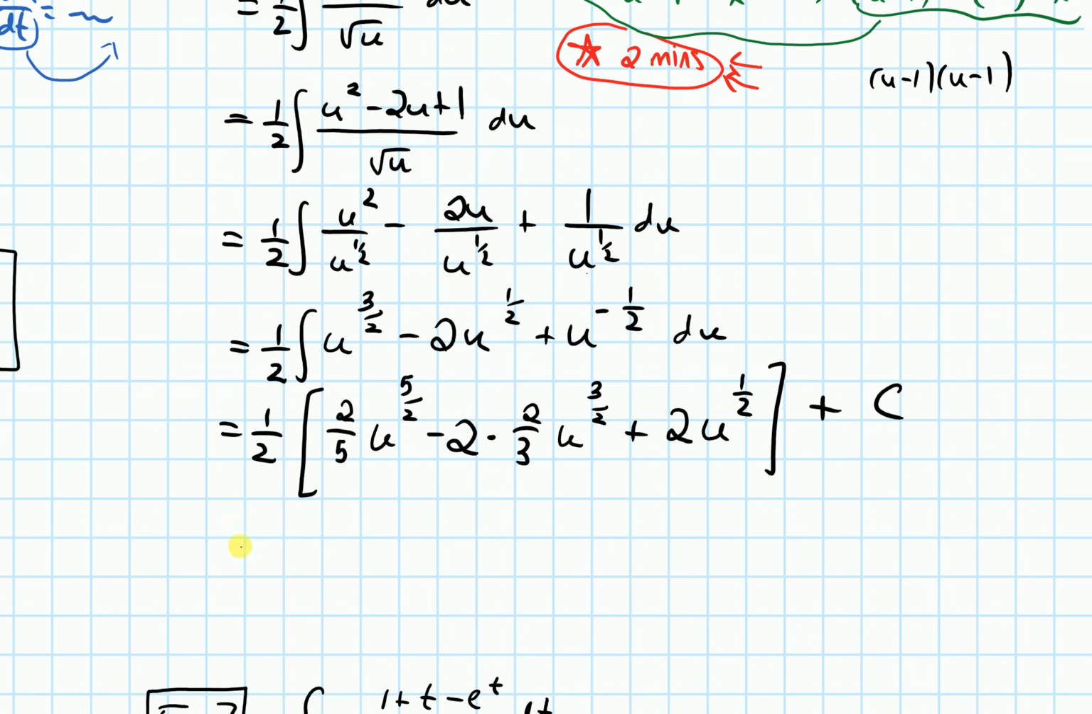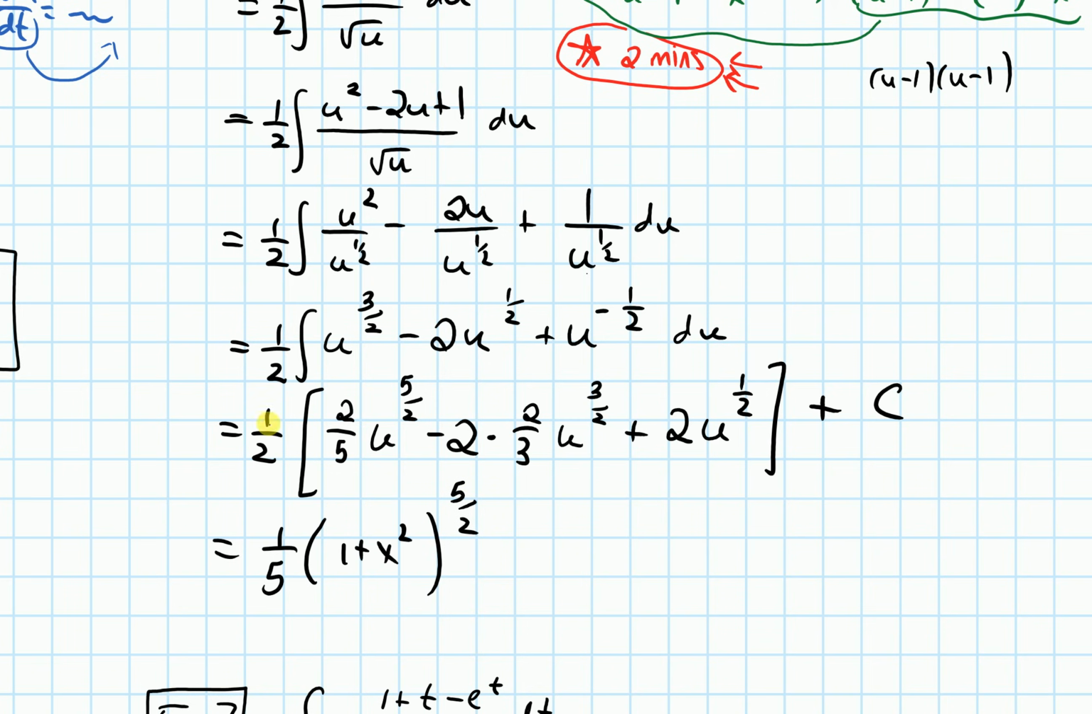Okay, so there's 2 things I can do now. I can distribute the 1/2 into these 3 terms to simplify it a bit. And I also need to substitute back in for the u's. So if I distribute in the 1/2, I would get 1/5 times this first term, so something to the 5/2. And what was u? Well, u was 1 plus x squared.